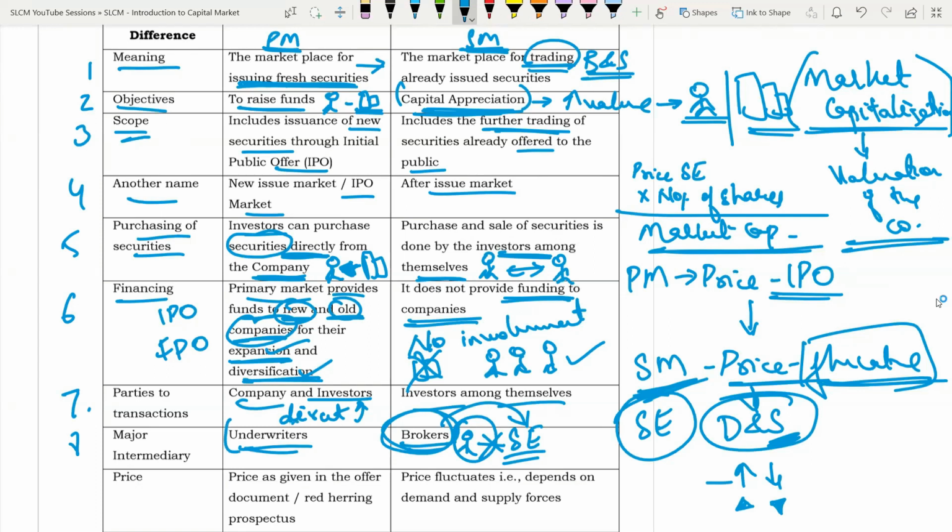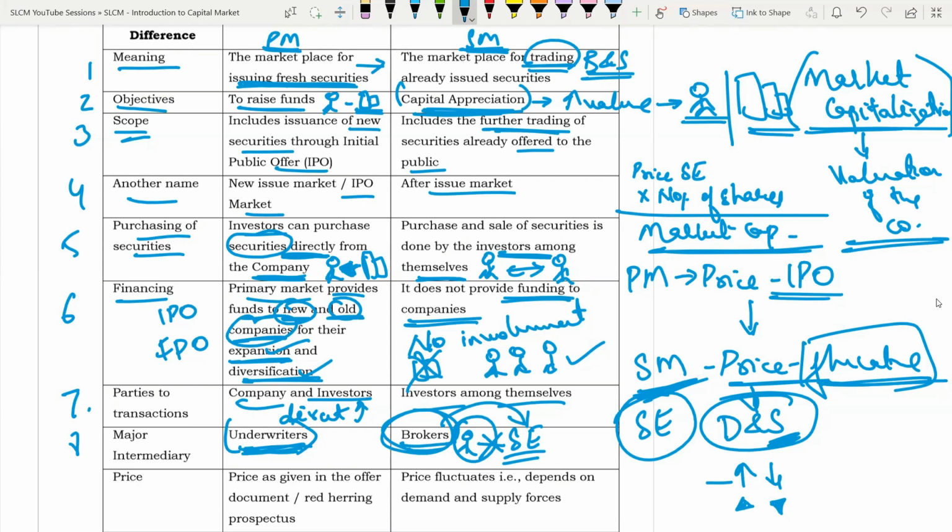On the other hand, the intermediaries in the primary market are underwriters. What are underwriters? What happens in the primary market? The company is going to issue securities to the investors for the first time. If the company is issuing securities, but the public is not ready to take those securities, in that case, what is the company going to do? How is it going to raise funds?